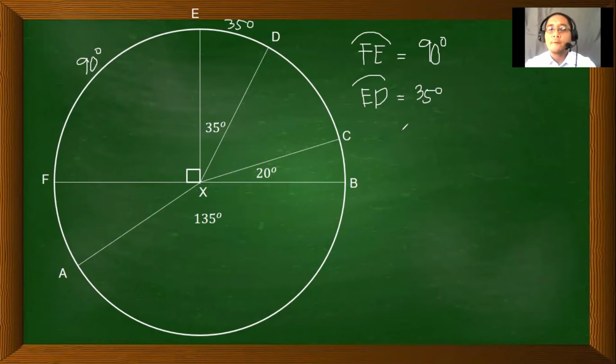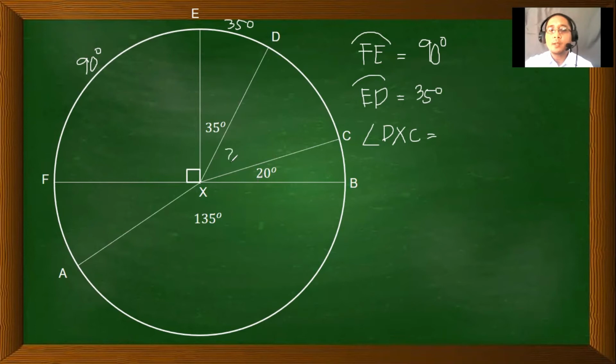Now, what if we'll be having the angle? Okay, what is the measurement of XC or angle DXC? Now, if you observe, line segment FB is a diameter, and we have here the symbol of a right angle. Therefore, this other side here measures 90 degrees.